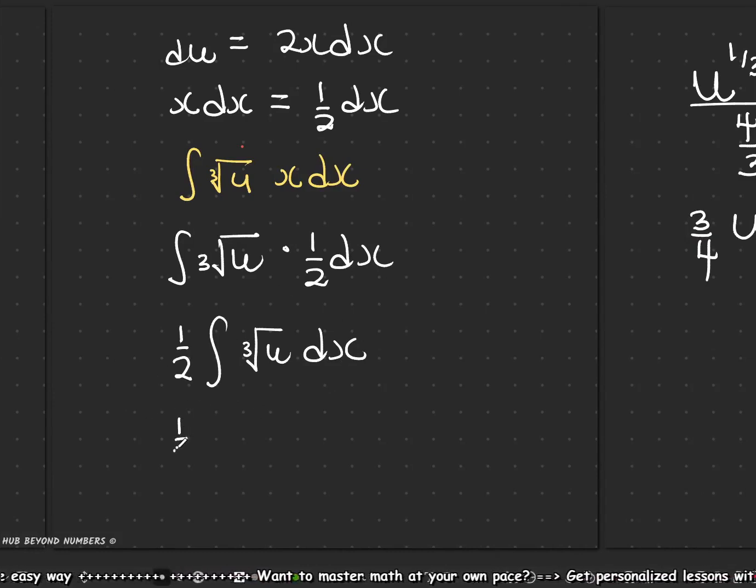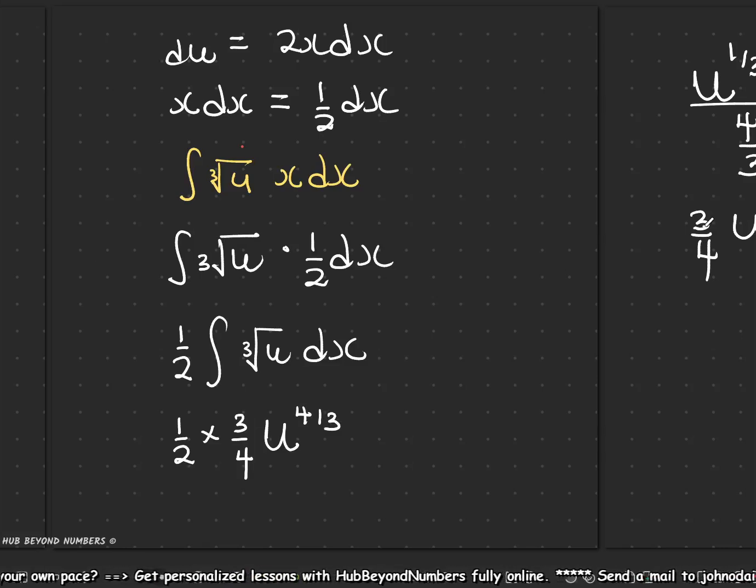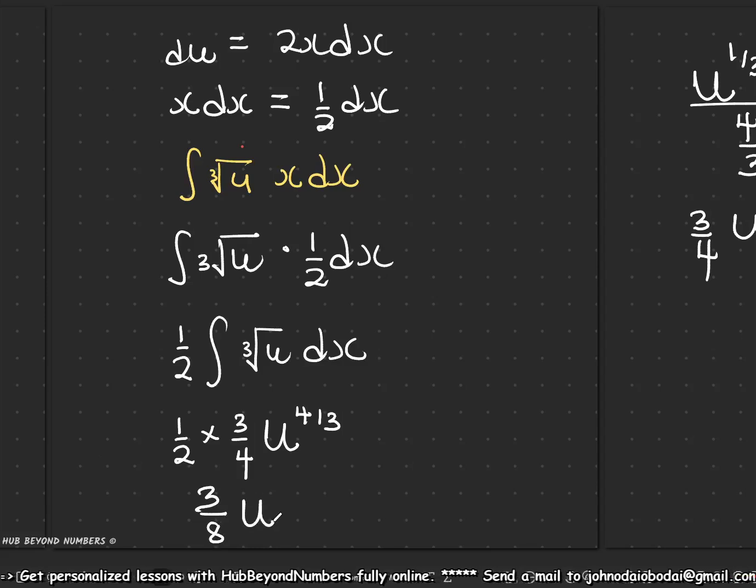We have 1 over 2 times 3 over 4, then u raised to the power 4 over 3. All right. So with what we have now, if we simplify, we are going to get 1 times 3, which is 3. So 3 over 8, u raised to the power 4 over 3.